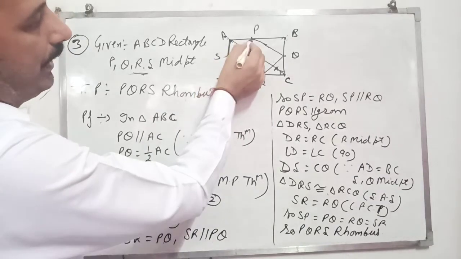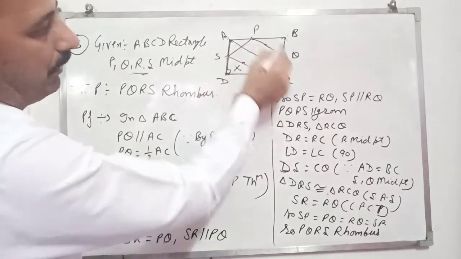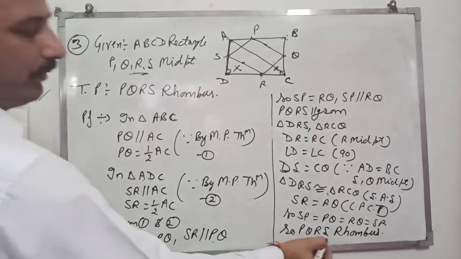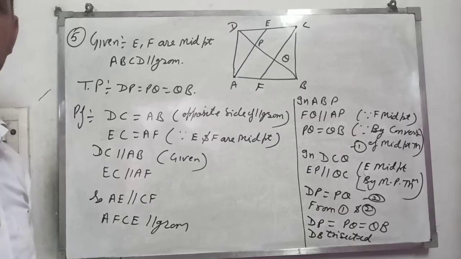SR is equal to SP, equal to PQ, equal to QR. So all sides are equal. If all sides are equal, it becomes a rhombus. So PQRS is a rhombus. Right? Look at the next question.